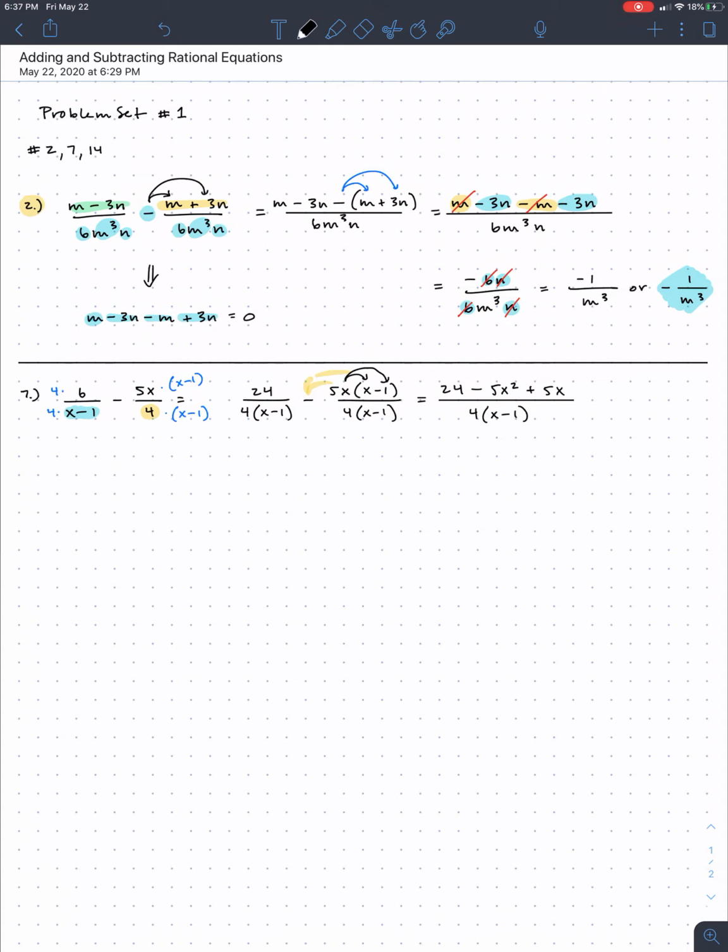All right. And I'm going to simplify the numerator. I'm going to kind of clean this up. So we get negative 5x squared plus 5x plus 24 over 4x minus 4.